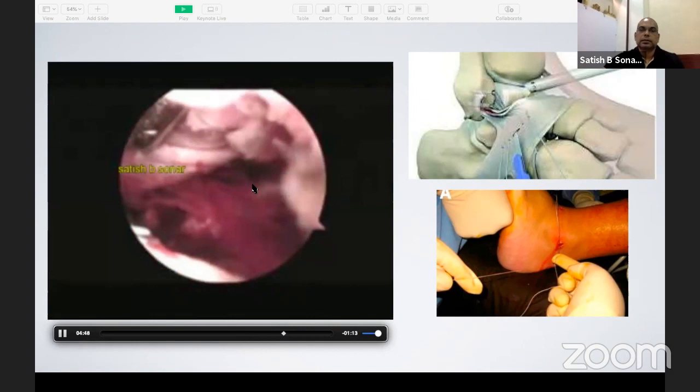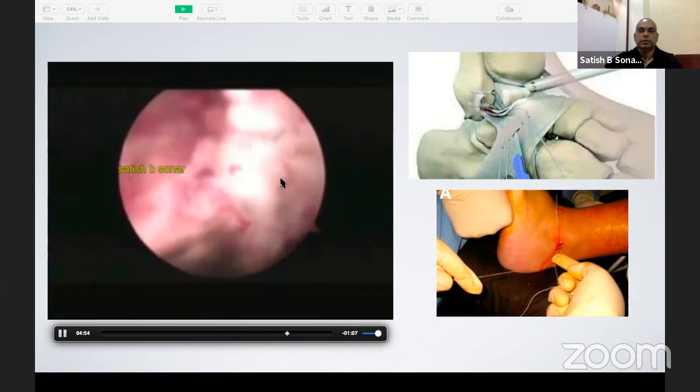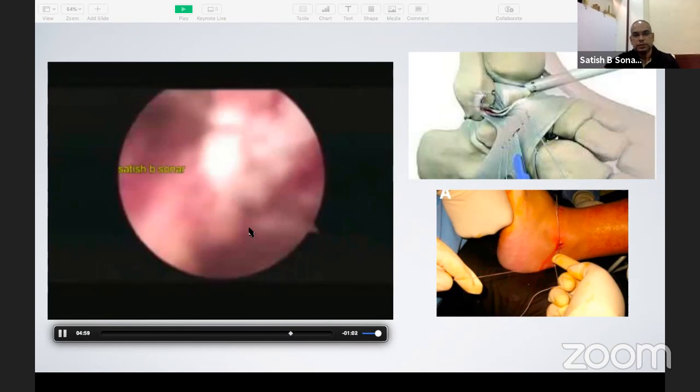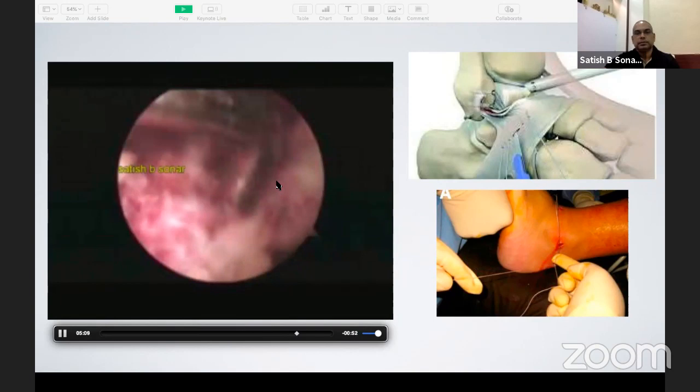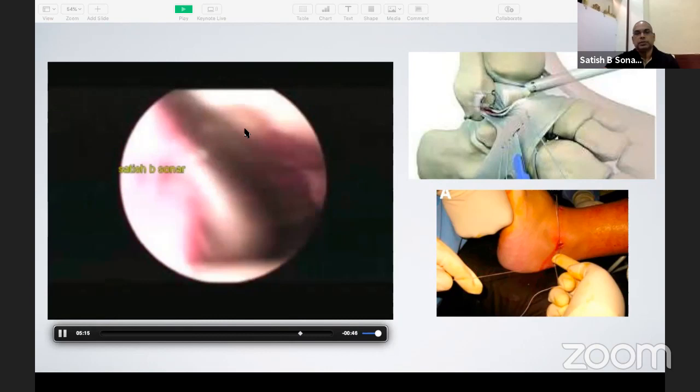and this is after tying. You can see the completely taut ligament. You can see it's very taut. There is a bleeding, so you cannot visualize clearly, but you can see there is a taut anterior talofibular ligament. This is the ligament, very tight with the probe.